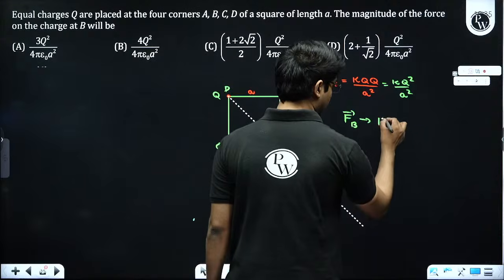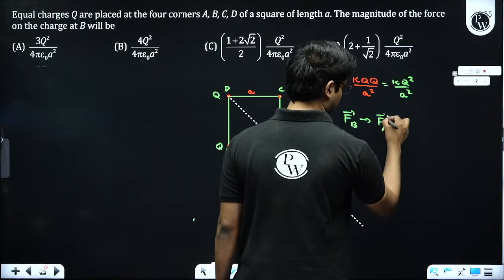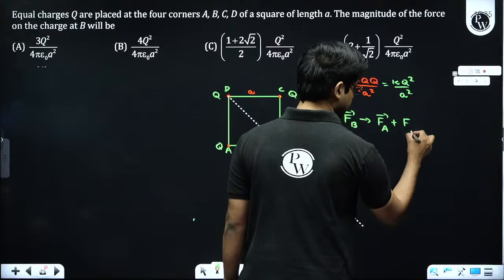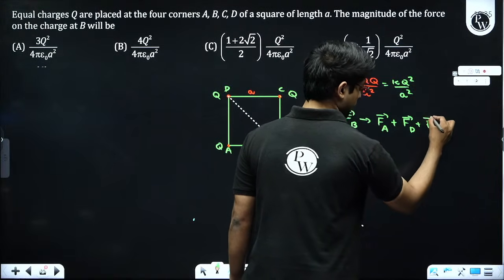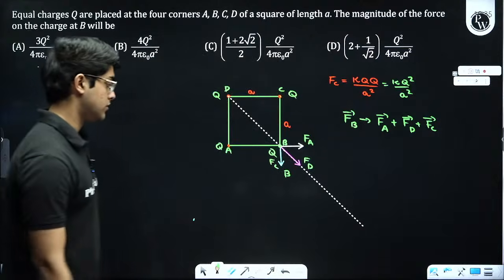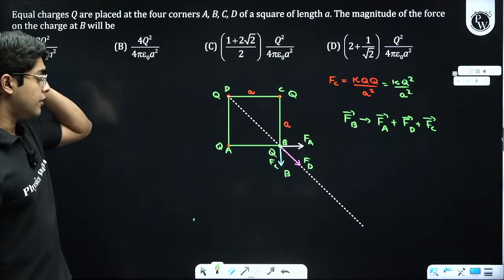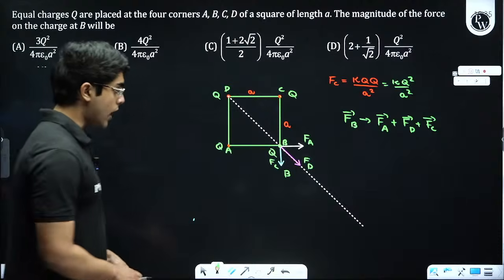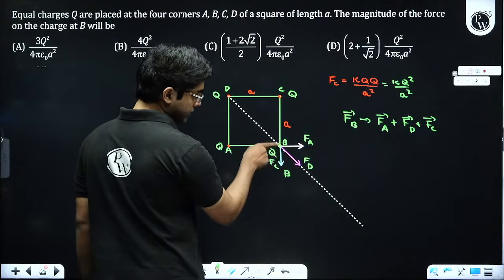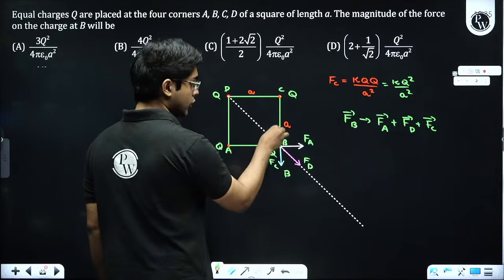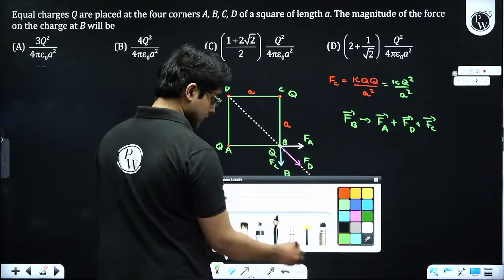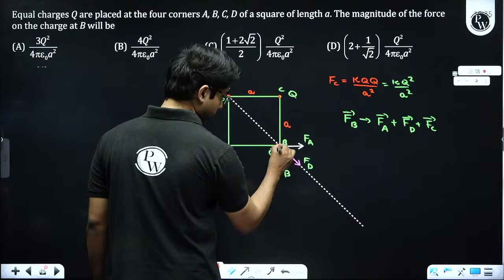You just have to add FA, FD and FC as vectors, as three different vectors. If you add these three forces like vectors, then you will get the total force experienced by this charge placed here.